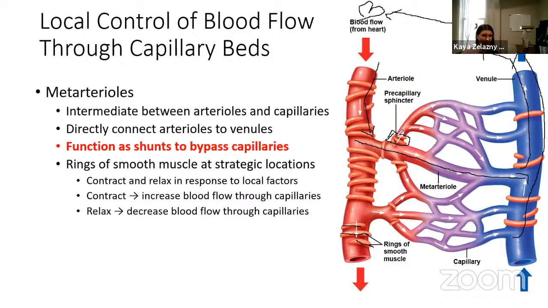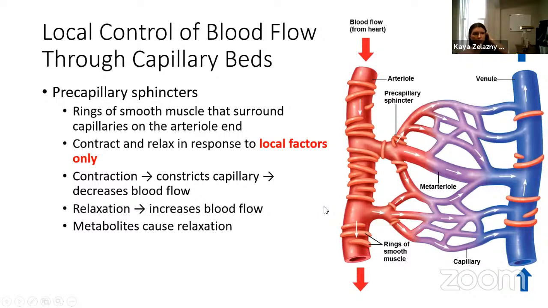We talked about these local factors when we talked about arterioles. Basically, we're thinking O2, CO2. So these are reacting to local factors at the precapillary sphincters. Here we have our precapillary sphincters, rings of smooth muscle as we lead into this capillary. They're contracting and relaxing in response to local factors.